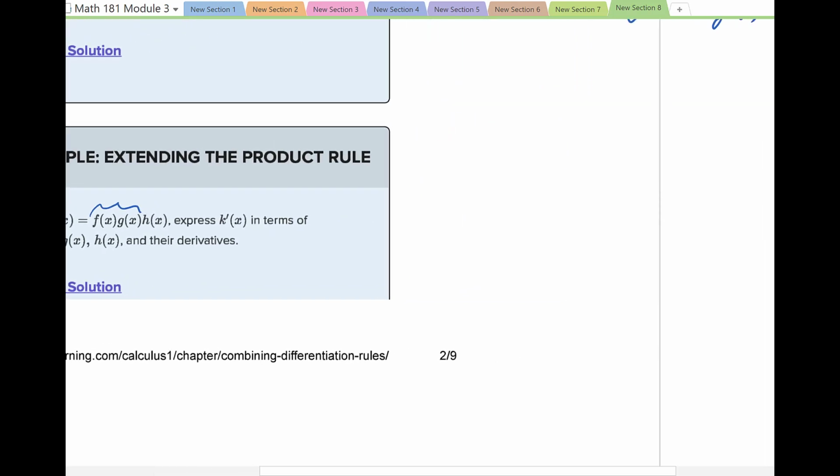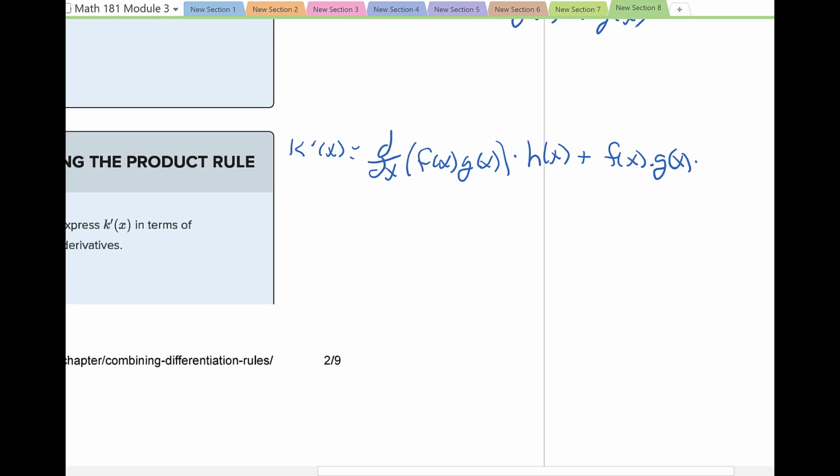So I'll end up with my k prime of x, k of x prime, is going to be, think of this as f of x times g of x. I'm going to say, in fact, let me call this the derivative with respect to x of f of x times g of x. So I'm treating that as one part of the product rule times my h of x plus f of x times g of x times the derivative of h of x, and that derivative is h prime of x. Now we're not finished.